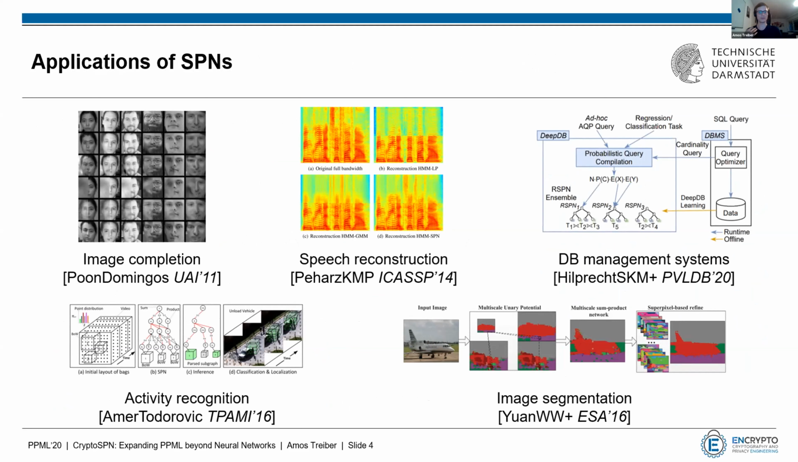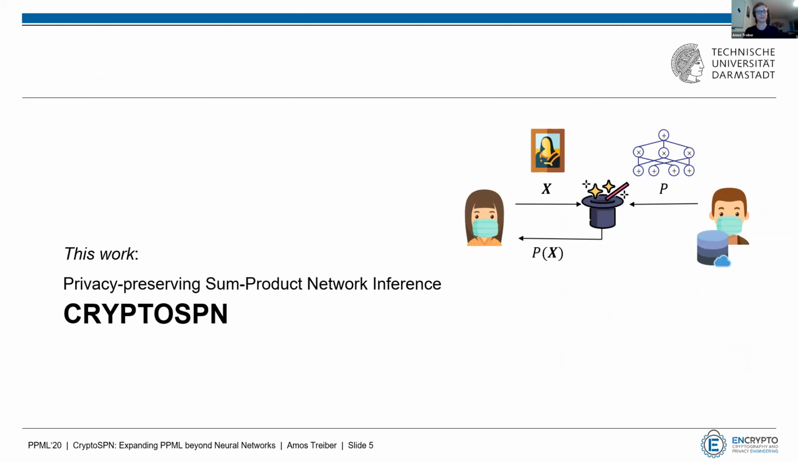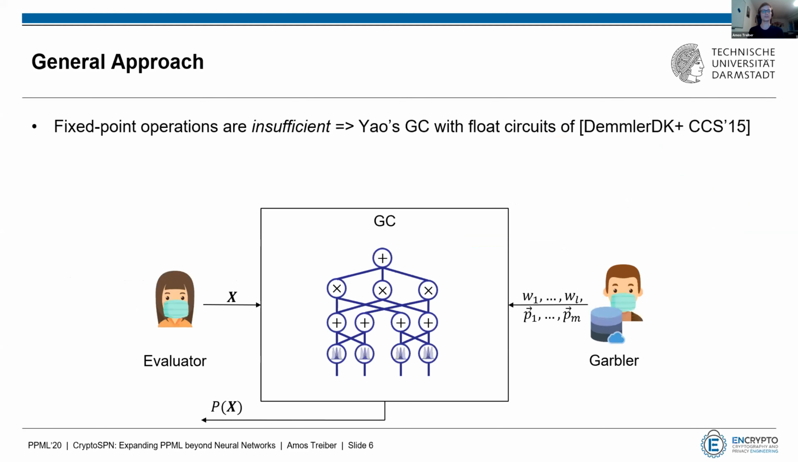As you now see that more and more applications use SPNs, we also need to find a way to make them private, which is what we do in this work called CryptoSPN, where we provide privacy-preserving SPN inference. Our general approach is to use Yao's garbled circuits MPC protocol with the full floating point subcircuits of Demmler et al. We have to rely on full floating point operations because the type of fixed point approximations you usually see in the private neural network literature are insufficient for the guarantees on exactness of probabilistic reasoning that you want to have when using SPNs.